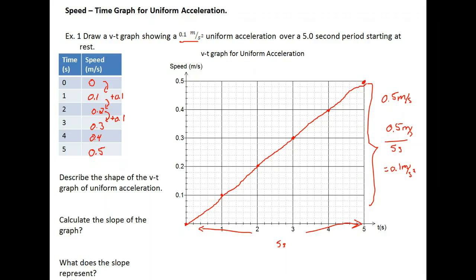So what does the slope represent? Well, the slope of a velocity time graph will always give you the acceleration of the object. And remember, this is just for a VT graph.